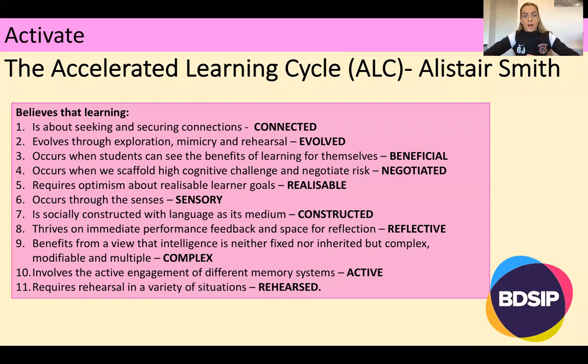So another thing that I have utilised to start to build a really good lesson structure is the accelerated learning cycles. This was developed by Alistair Smith, and it believes the following, that learning should be connected, evolved, beneficial, negotiated, realizable, sensory, constructed, reflective, complex, active, and rehearsed. So if you want to just take 30 seconds to have a look at all of those 11 stages and beliefs within the accelerated learning cycle, that would be great.